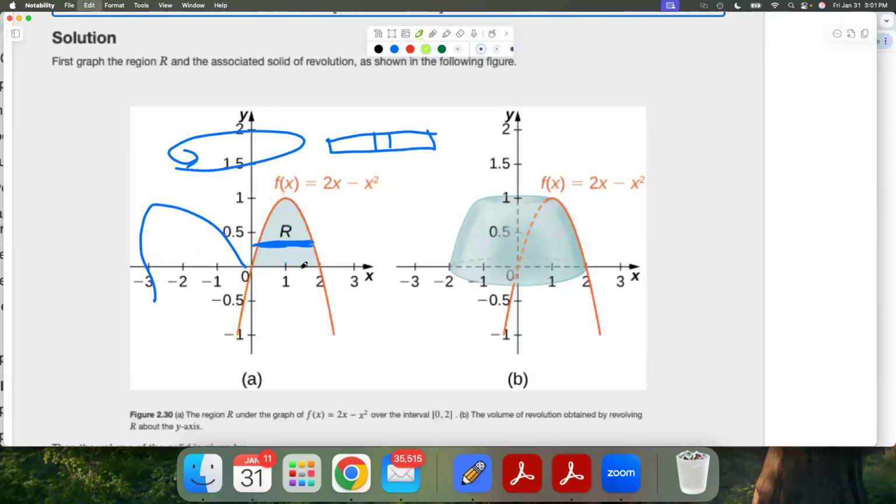The reason we have these different methods is sometimes it's easier to do the integral using one method or another, and sometimes it's easier to write the integral using one or the other.